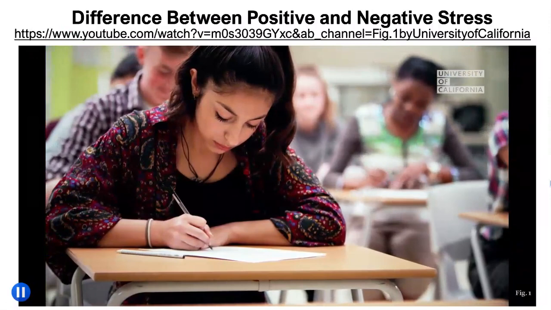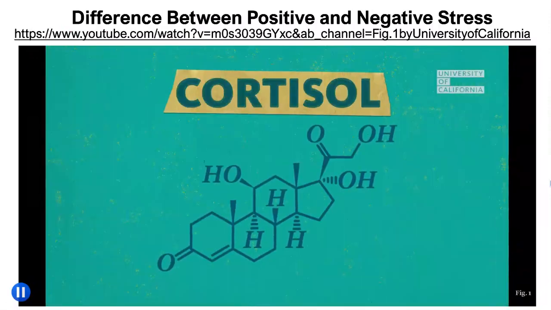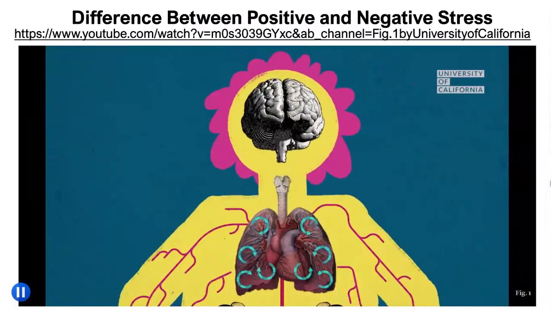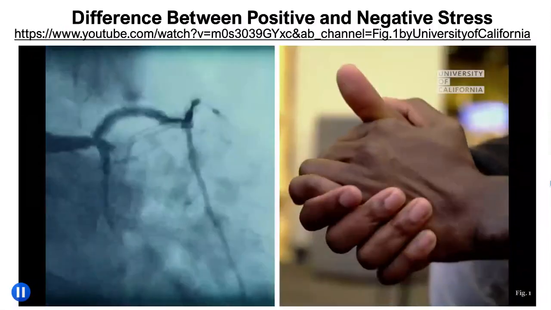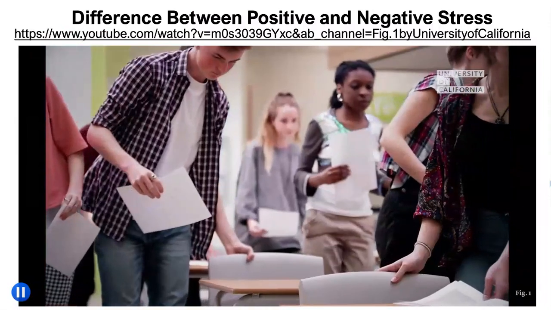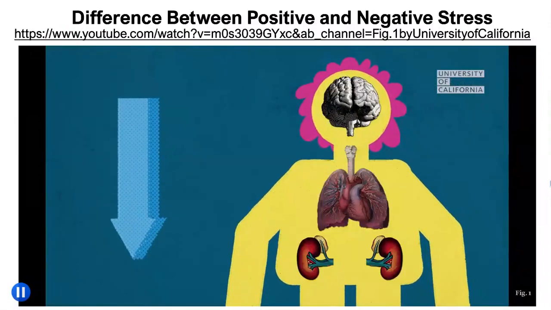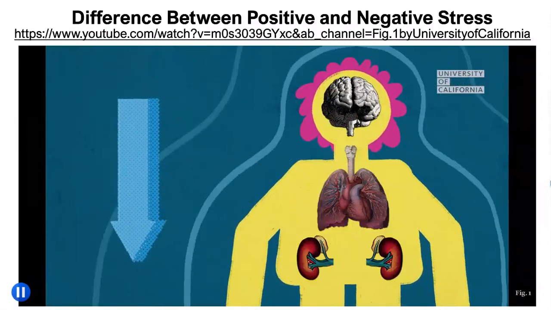Let's say you're taking a big test. Cortisol, the stress hormone, pumps into your bloodstream and extra oxygen flows into your brain. Your heart beats faster and your palms get a little sweaty. Once the test is over, your cortisol levels drop and your body goes back to a more balanced state.